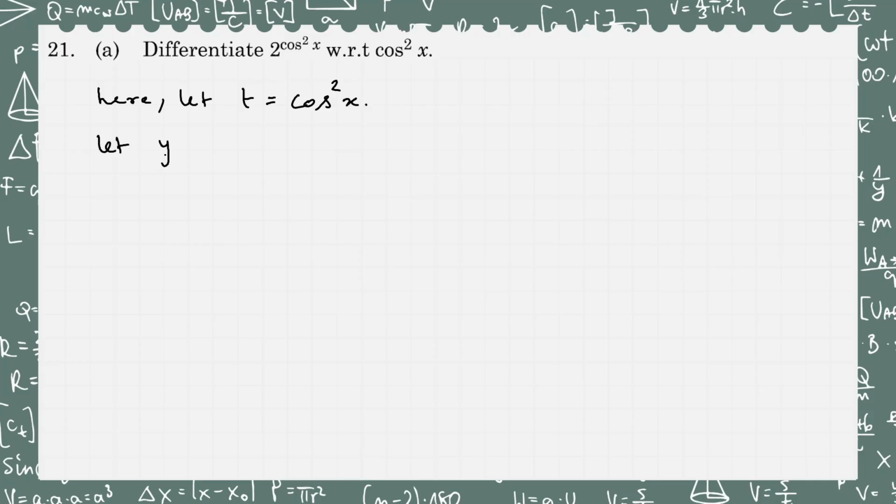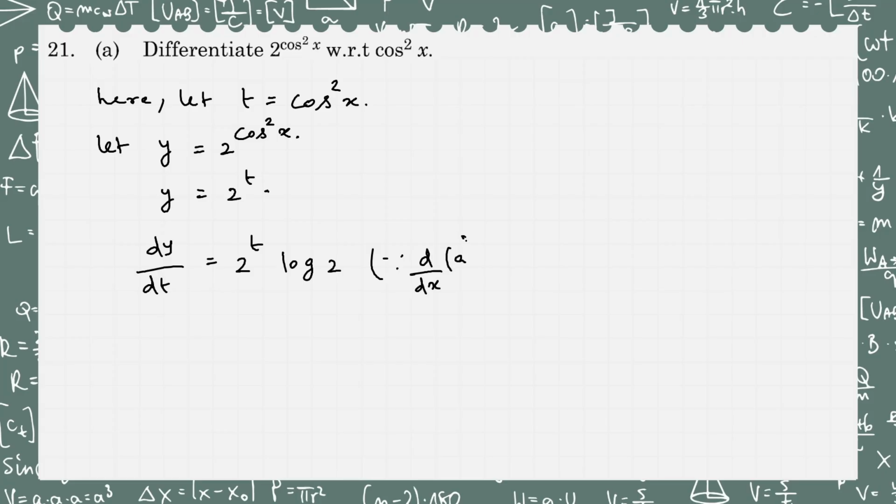So let us take the given value like our y equal to 2 to the power cos square x. So this will now become 2 power t. Correct? So now we can find out dy by dt. dy by dt is nothing but 2 power t into log 2. The reason is d by dx of a power x equals a power x log a. Now we can replace our substitution. This will give you 2 power cos square x into log 2 as the answer.